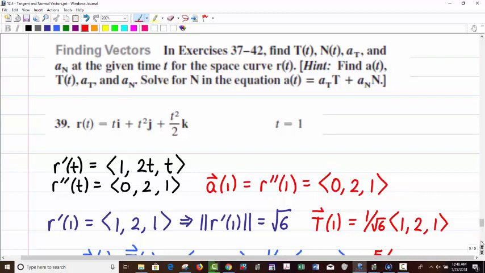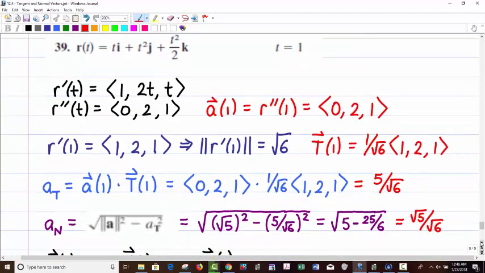Now I'm going to find the tangent vector. So I'm going to put 1 into r prime of t, which would give me 1, 2, 1. Which makes the magnitude of r prime of 1 be the square root of 1 plus 4 plus 1, square root of 6. Therefore, the unit tangent vector would be 1 over root 6 times 1, 2, 1, which, of course, you can distribute the square root of 6 there. It's correct either way.